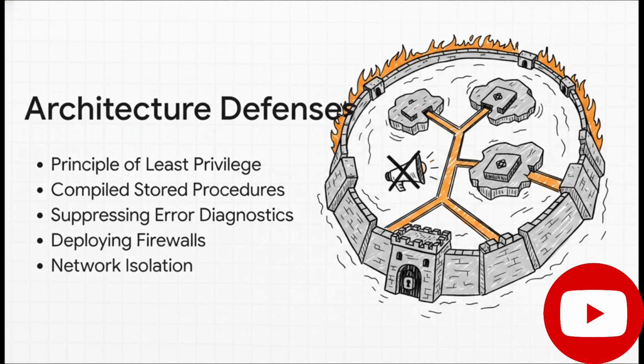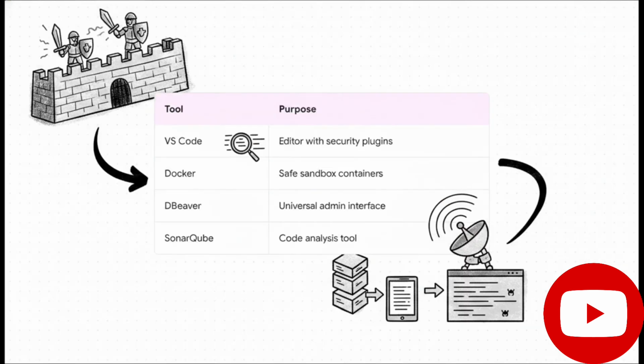Next is the suppression of public error diagnostics. Never, ever show verbose database errors to external users because those stack traces reveal your internal structures right to attackers. Finally, we screen incoming networks by deploying web application firewalls, and we isolate endpoints into completely closed internal VPNs using database microsegmentation.